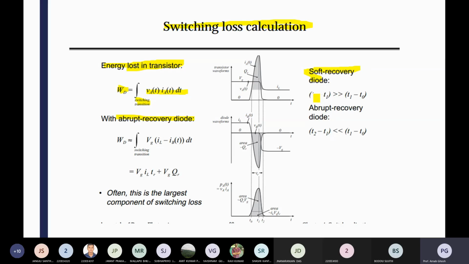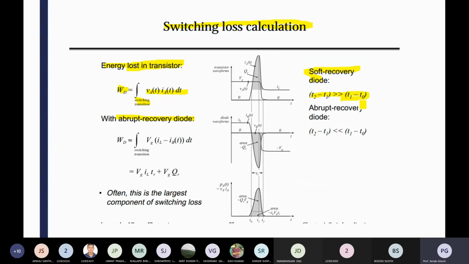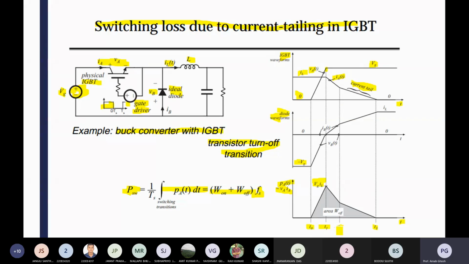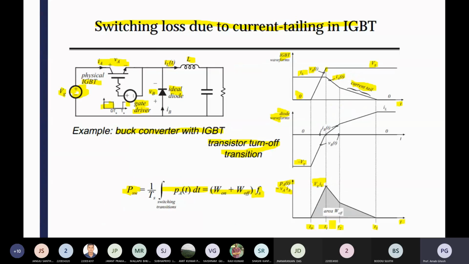That is for T2 minus T1 greater than T1 minus T0. T2 minus T1 is the diode conduction, where current builds up in the diode, and the other is T1 minus T0. You get that area, and that area is for soft recovery. T2 minus T1 area is greater than T1 minus T0 area, so that area is much more. It means the slope is soft now; this is the soft recovery. Here you can see the abrupt slope.